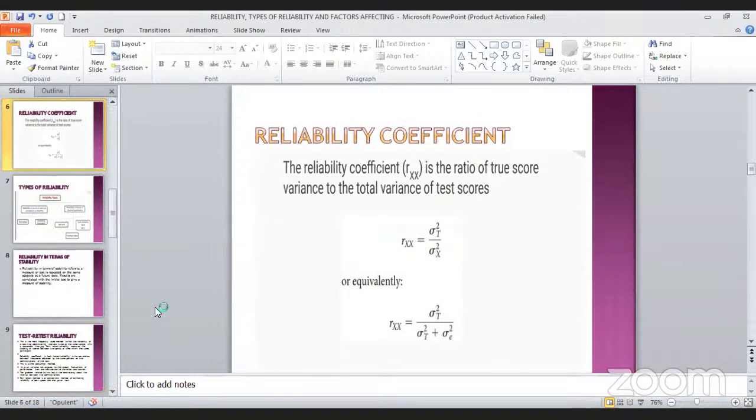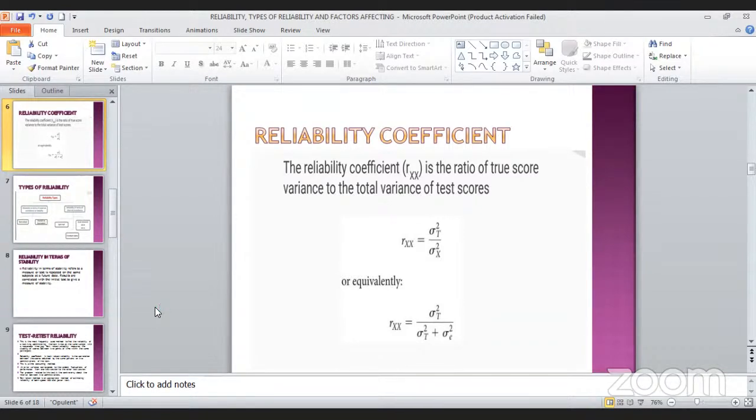So what is the reliability coefficient? The coefficient is the ratio of true score variance to the total variance of the test score. That means reliability assesses the proportion of true variance in any psychological test. What does it mean by proportion of true variance? That is how much variance is actually true among the total variance that we can observe from the test. That is the reliability. So reliability deals with the accuracy of the test.